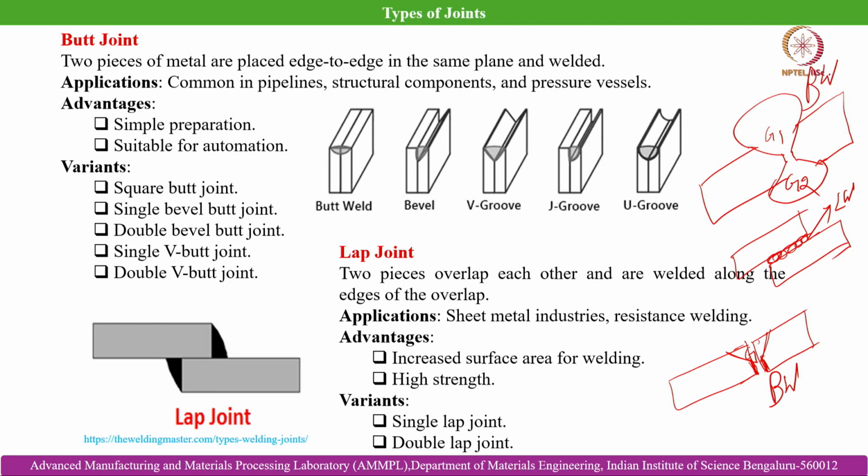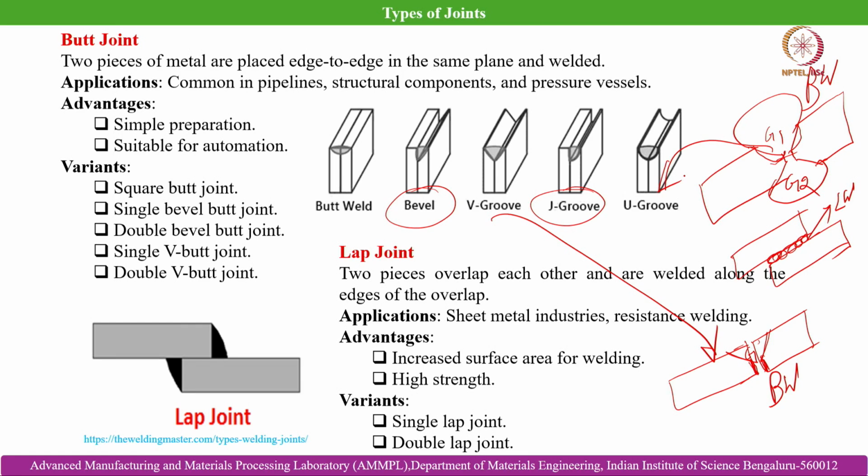Based on the nature of the groove, like a bevel-shaped groove, we call it a bevel butt joint. Then V groove butt joint, which I have drawn over here, and double V groove butt joint. Then J groove butt joint if the groove appears in the shape of the English letter J. And U groove butt joint, when we make the groove in the form of a U, not as a V.